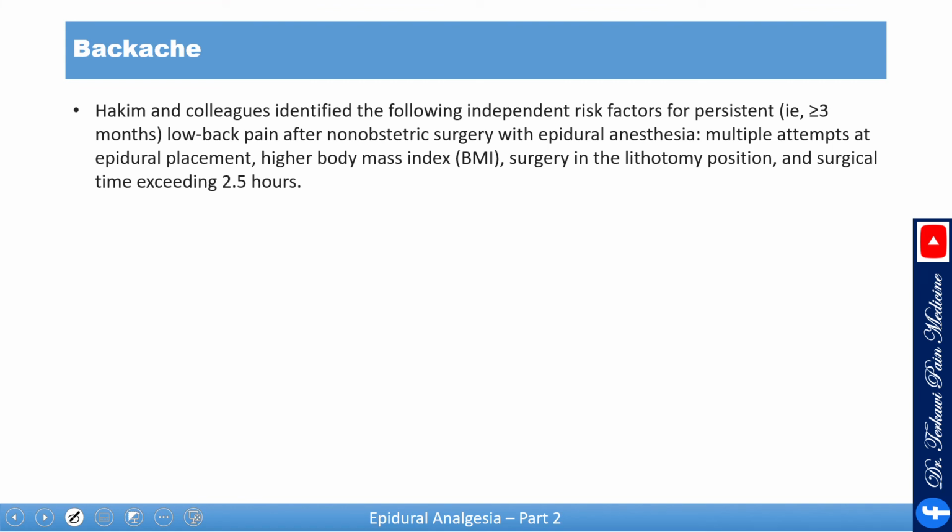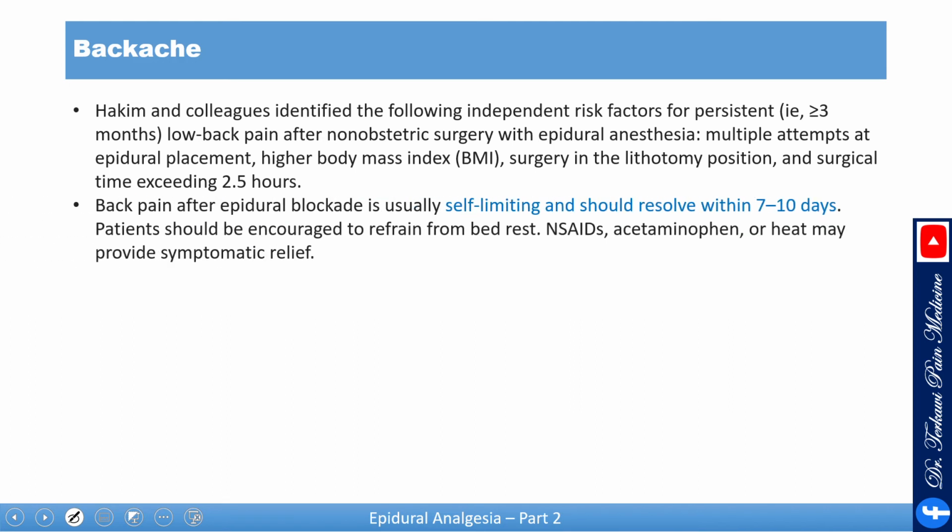Hakim and his colleagues identified the following independent risk factors for persistent low back pain, more than 3 months, after non-obstetric surgery with epidural anesthesia or analgesia: multiple attempts at epidural placement, higher BMI, surgery in lithotomy position, and surgical time exceeding 2 and a half hours. Back pain after epidural blockade is usually self-limiting and should resolve within 7 to 10 days.